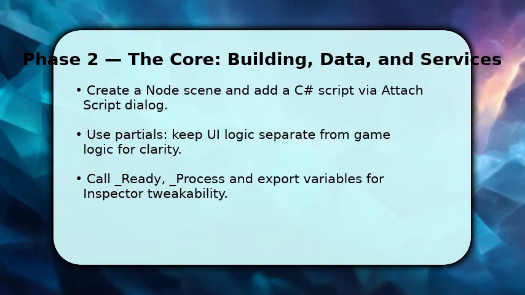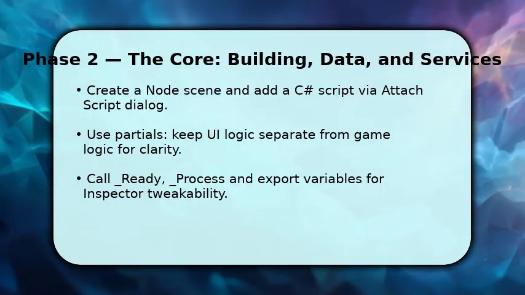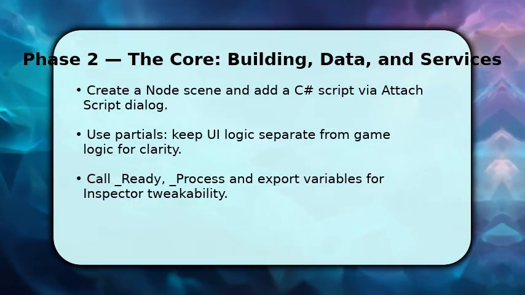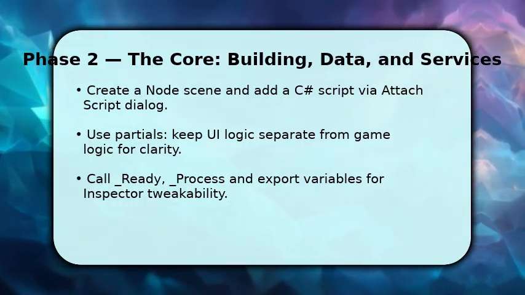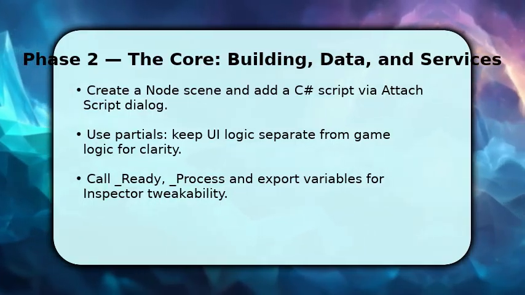You now attach C# scripts to Godot nodes and wire scene signals. Start by adding a script from the Attach Script dialog. Godot generates a class derived from node types. Once attached, implement _Ready to cache node references and _Process for per-frame logic.